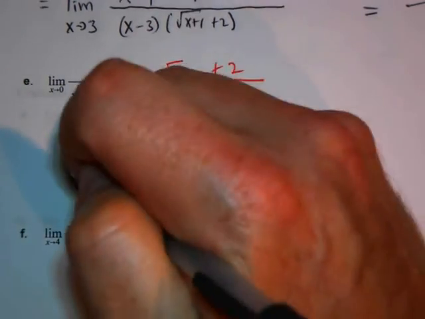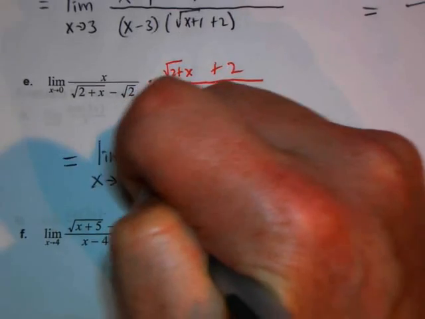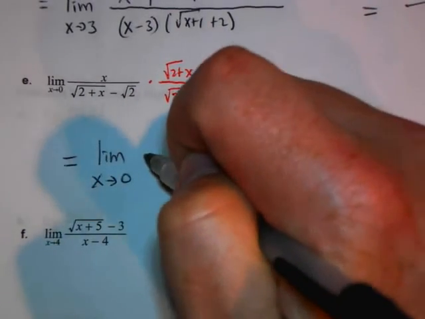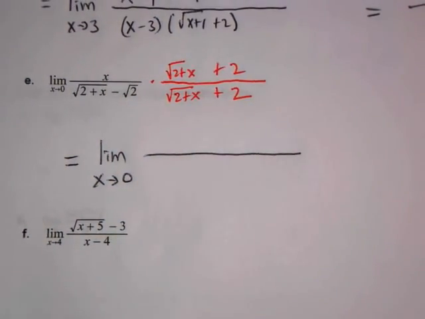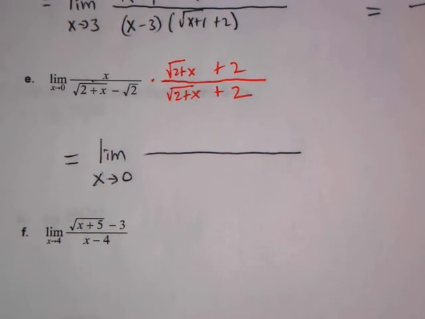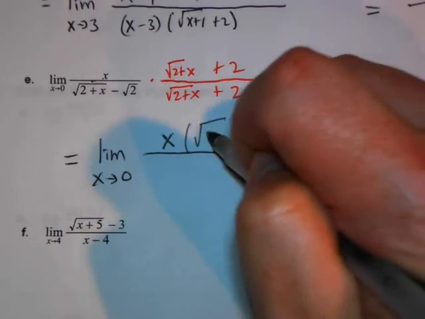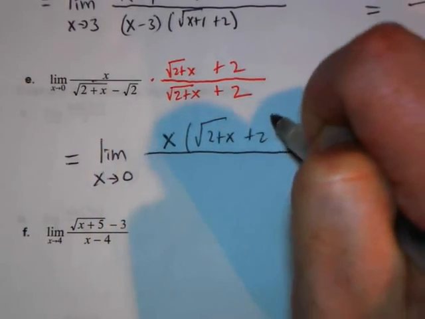Once again, I'm going to FOIL one and not the other. This time I'm going to FOIL the bottom. The bottom was the one that started with the square roots. That was the one that had the problems. The top didn't have a square root in it. It didn't really have a problem to begin with. I'm not going to distribute. I'm just going to leave it alone. So I'm going to leave the top as x times square root of 2 plus x plus 2.